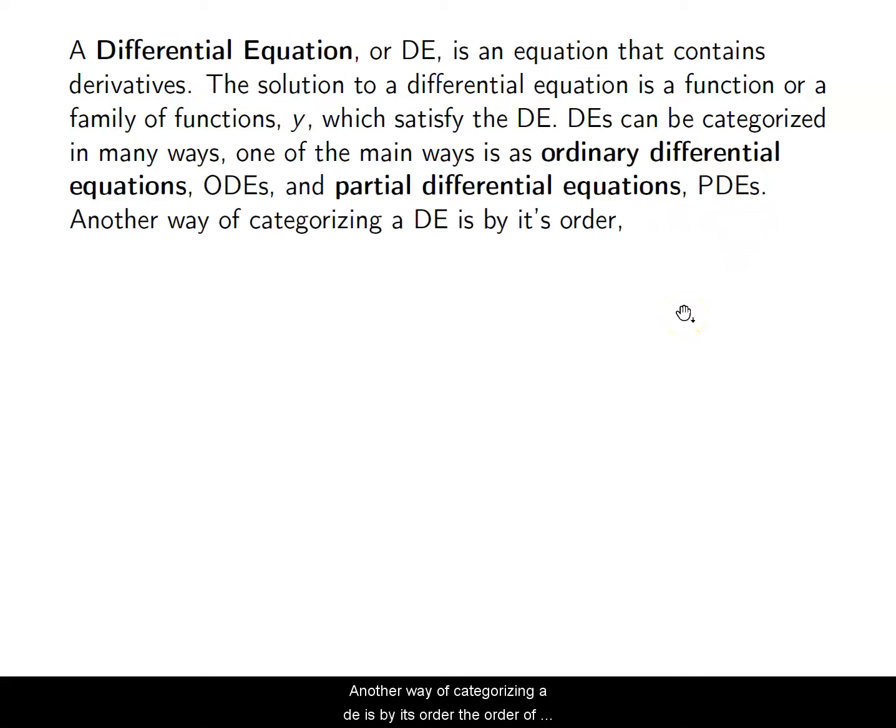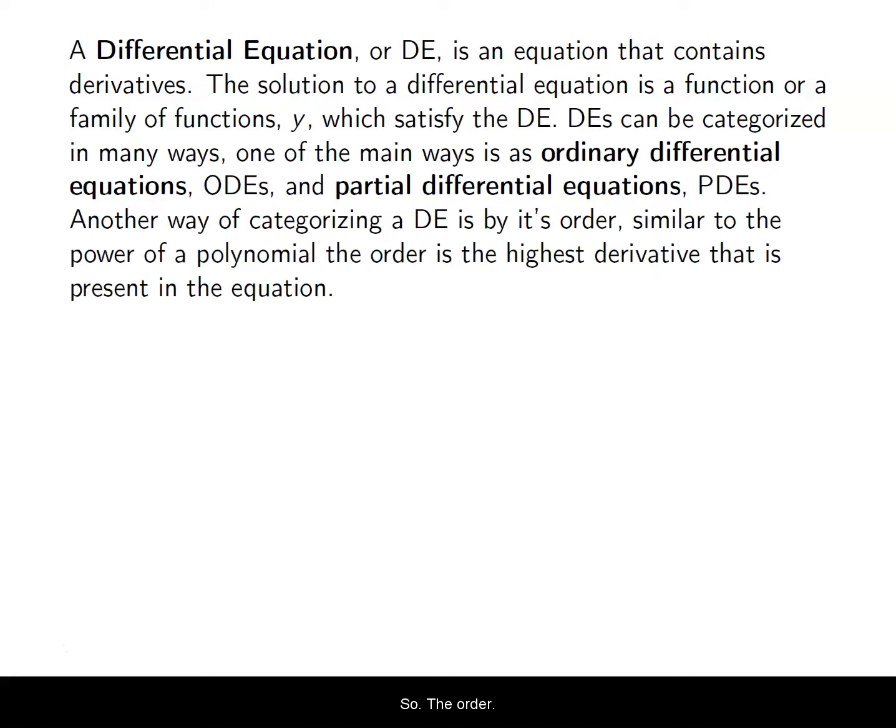Okay. Another way of categorizing a DE is by its order. The order of a differential equation is similar to the power of a polynomial. Okay. So the order is the highest derivative that's present in the equation, right? So just like if you have a polynomial, you classify a polynomial by the highest power that is there, right? This is a 3rd degree polynomial. This is a 6th degree polynomial, right? So the degree of a polynomial is the highest power. The order of a DE is the highest derivative that is present.